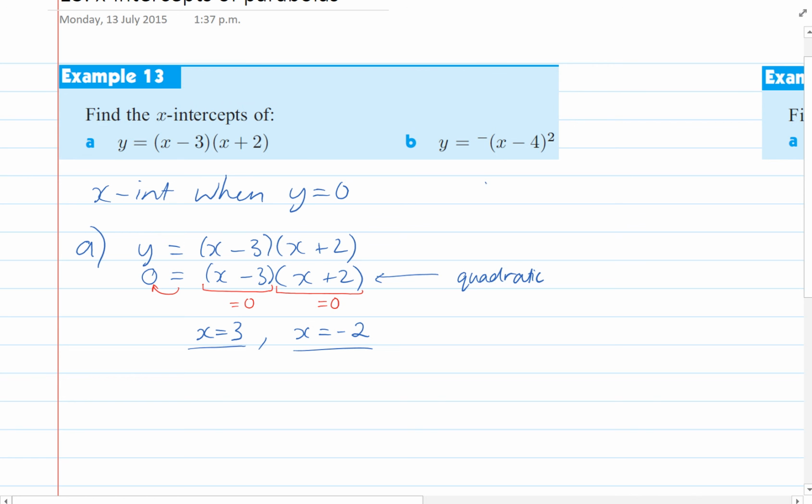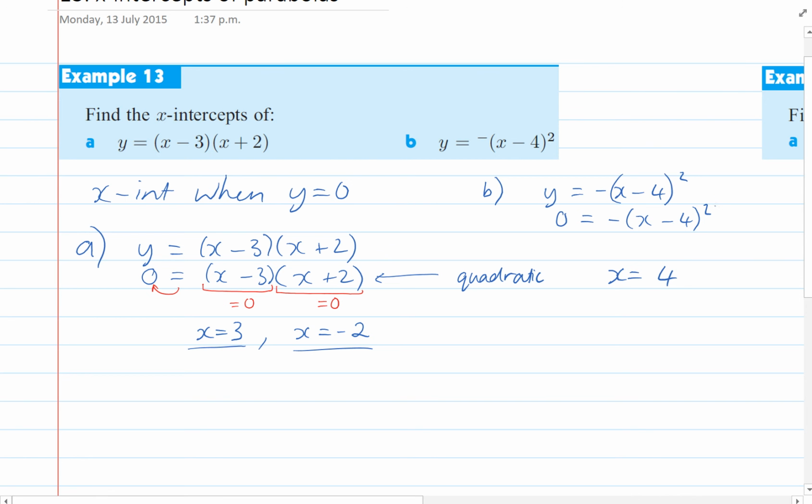So with question B, what we'll do is we'll write out the equation. So y equals negative (x minus 4) squared, and we'll just make y equal to 0. And so we've just got to think, well, what would x be to make 0 with negative 4? And so in this case, x would have to be positive 4.